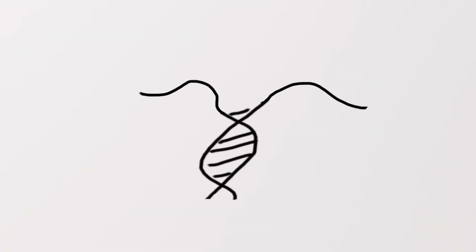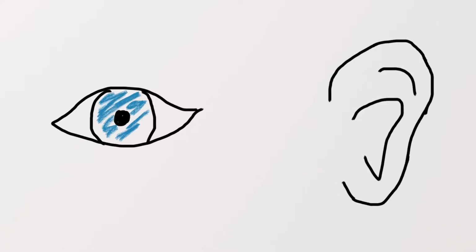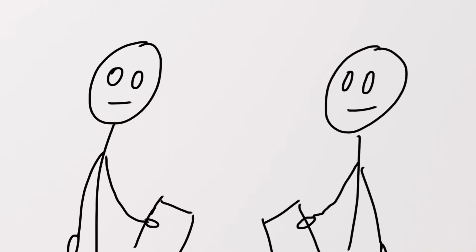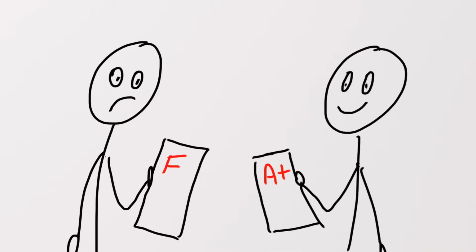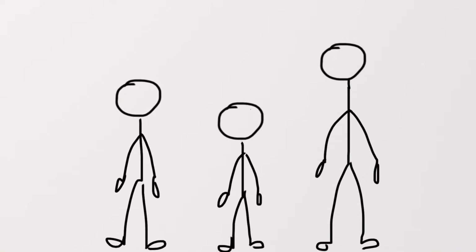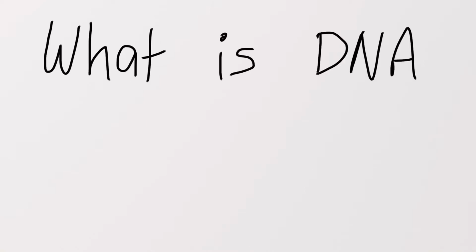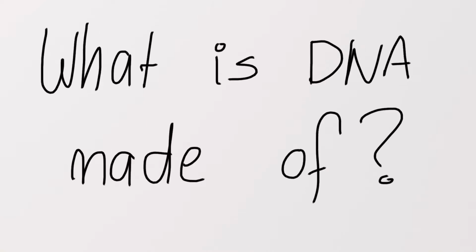DNA is one pretty amazing little molecule. It controls so much about us, from the colour of our eyes to the shape of our ears. It even influences things like how intelligent we are or how tall we grow. DNA might sound complex, but when you look at it closely, it's actually surprisingly simple.